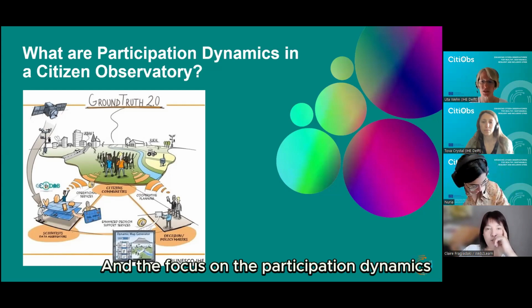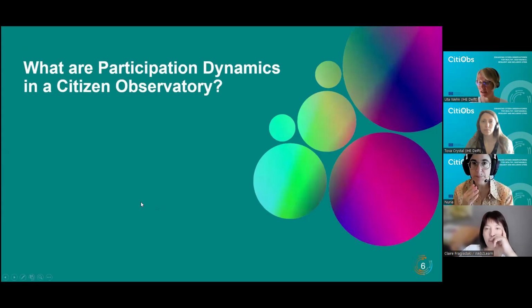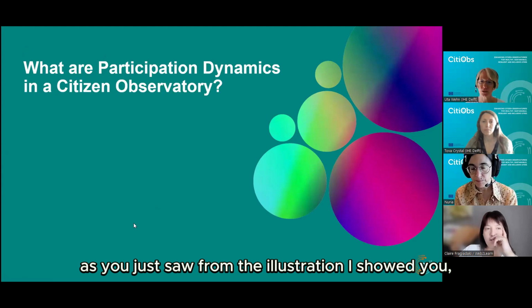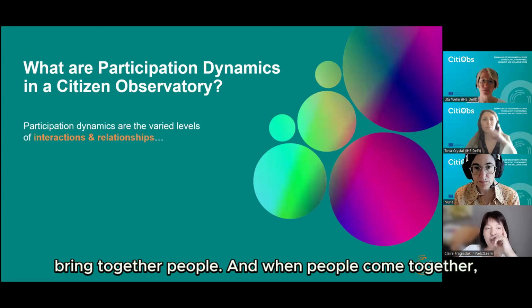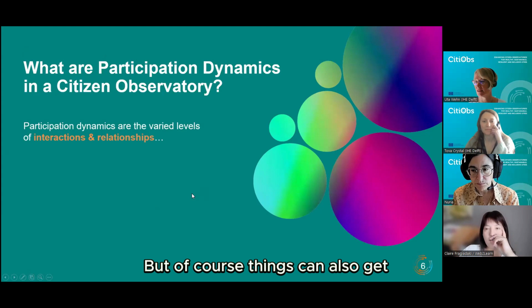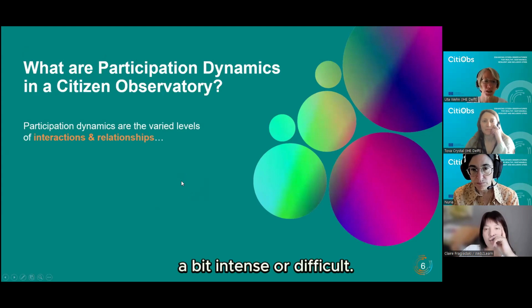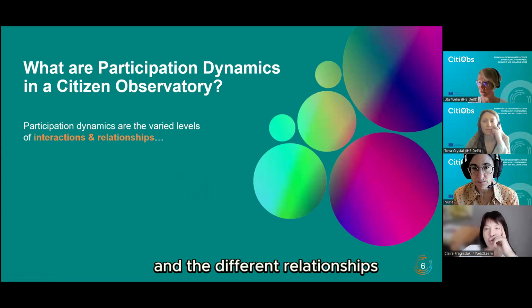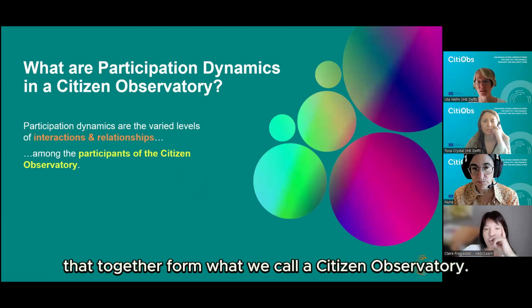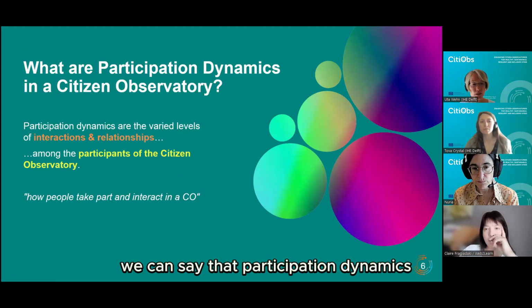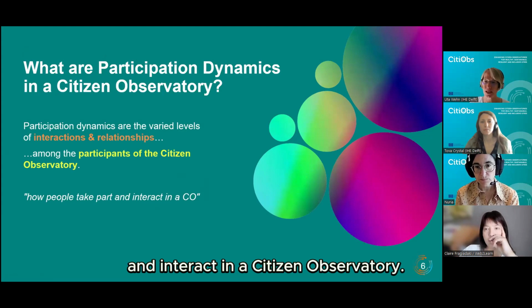And the focus on the participation dynamics is one of those ways. What then are the participation dynamics? Well, as you just saw from the illustration I showed you, the observatories, of course, bring together people. And when people come together, often good things happen, but of course, things can also get a bit tense or difficult. Participation dynamics, therefore, are the varied ways of interacting and the different relationships between the participants that together form what we call a citizen observatory. And perhaps in a nutshell, we can say that participation dynamics refer to how people take part and interact in a citizen observatory.